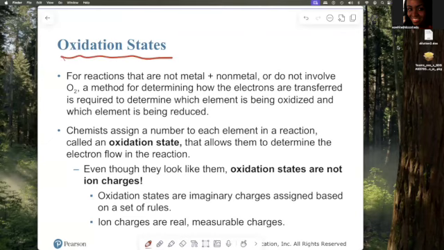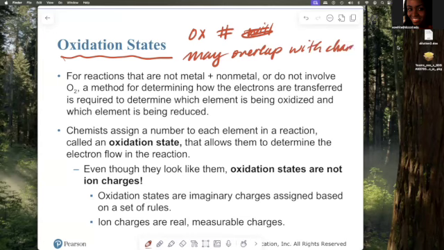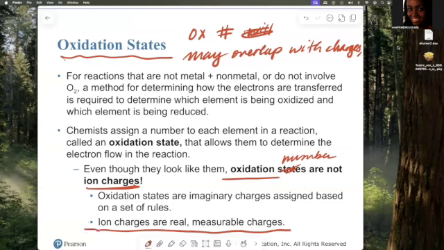There are times where oxidation numbers may overlap with charges. Okay, but here's where you're being cautioned. Please notice, oxidation numbers are not ionic charges. Ionic charges are actual charges that are measurable by experiment. Like you can do an experiment and measure that calcium has a charge of +2. With the oxidation states, oxidation numbers, we're told these are imaginary numbers.